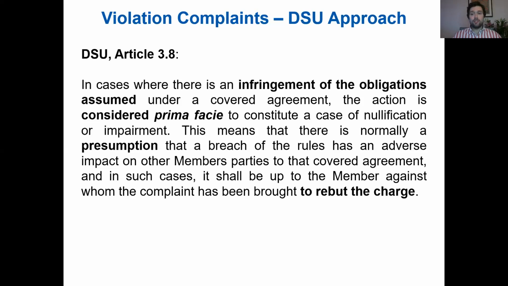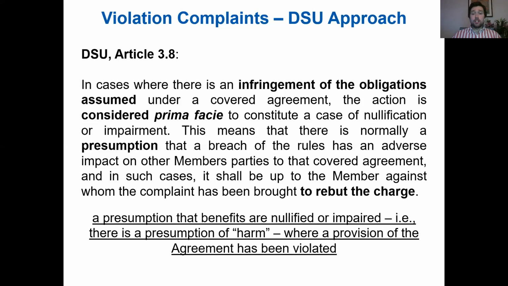So I don't know yet if it is possible to imagine a situation when such an absolutely unrelated party would not be permitted to initiate a WTO dispute. So there is a presumption that benefits are nullified and impaired if we talk of a violation complaint. There is a presumption of harm, if you wish to put it in more simple, not exactly correct, but maybe more straightforward terms that could help understand the approach.